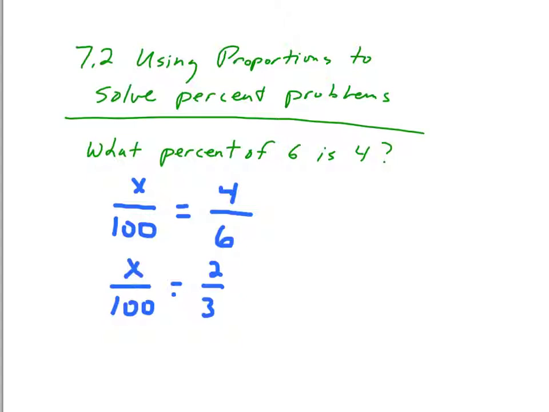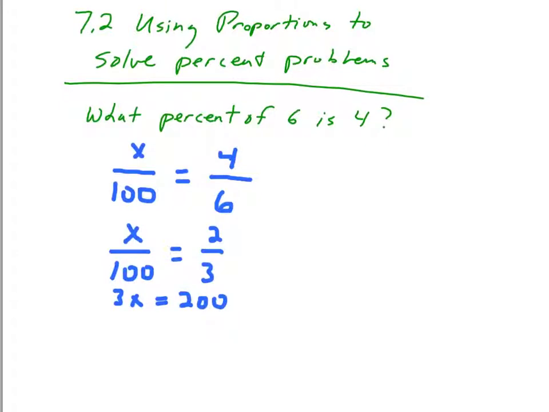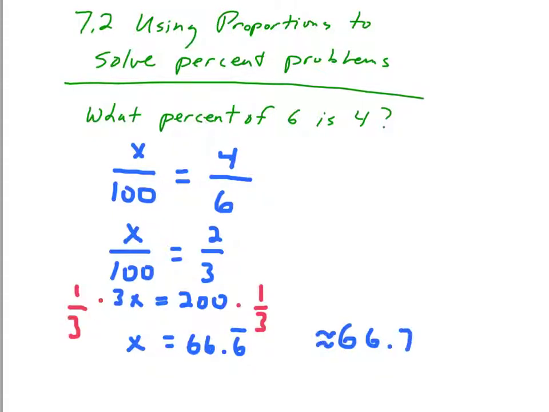Since there's no obvious multiplier, I'm going to say 3x equals 200, and then I'm going to multiply by 1 over 3 times 1 over 3. And I'll get that x equals 66.6 repeating, and since that's out of 100, we'll say 66.7, or approximately equal to 67.7%.